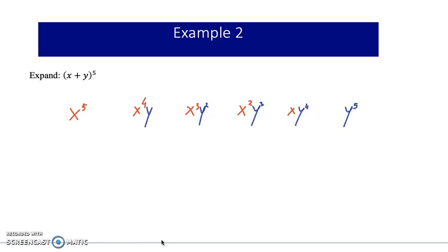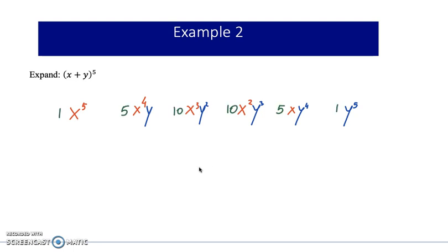Then we can expand the y. Y will have increasing powers. So the first term will have y to the power of 0, so we don't see it. Y to the power of 1, y to the power of 2, then power of 3, power of 4, power of 5. And then I can put in the coefficients in the 5th row of Pascal's triangle. The coefficients will be 1, 5, 10, 10, 5, and 1.